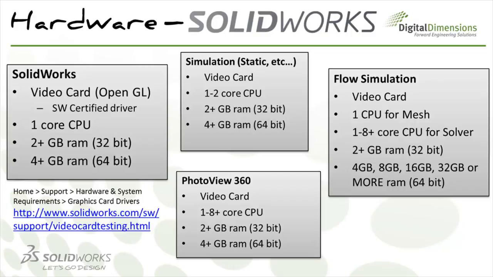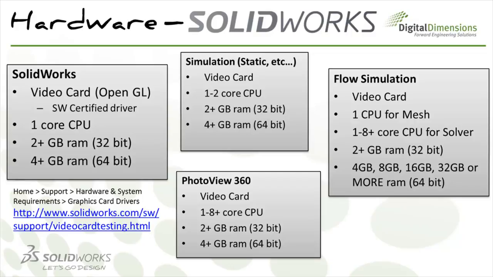Keep in mind, you still want to keep your models simple, because when you go to mesh it, it's still using a single core. When you're actually running the study, then the solver does make use of the extra cores. With simulation and flow simulation, both of those you want to spend a lot more of the effort in getting more RAM. That way you're boosting up the performance on that end.